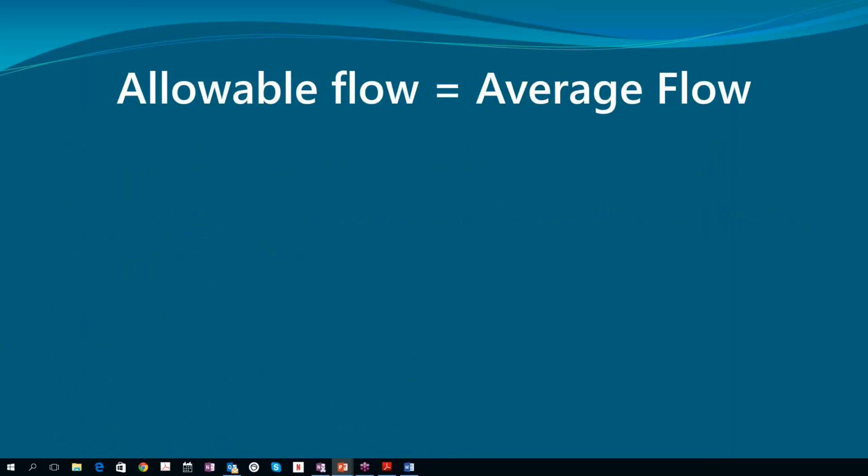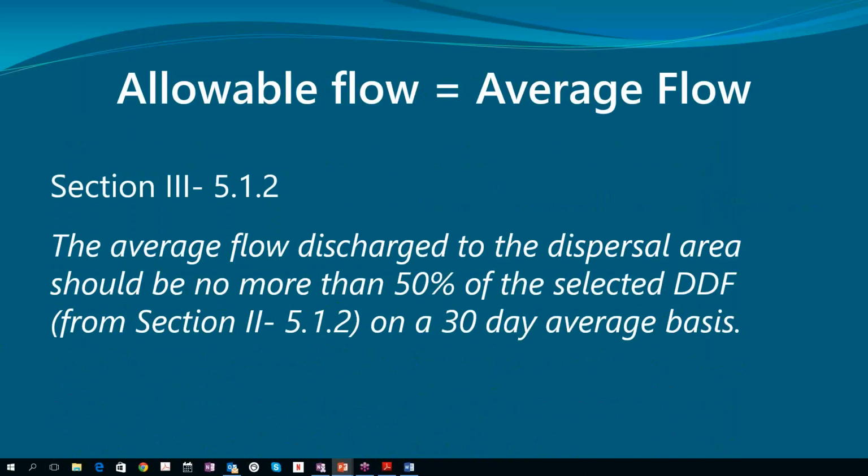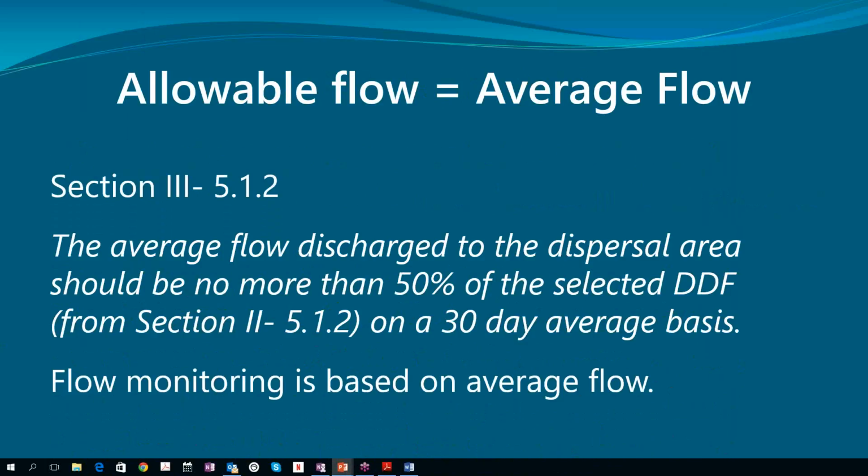Average flow, it says in this section, is or should be no more than 50% of the DDF on a 30-day average. So in a few of the days in that 30-day period, it could be DDF, but on average, it needs to be average flow, and the maintenance plan is supposed to tell you what average flow is. So flow monitoring is based on average flow. Cycle count times dose volume should be less than or equal to 1/2 of DDF.